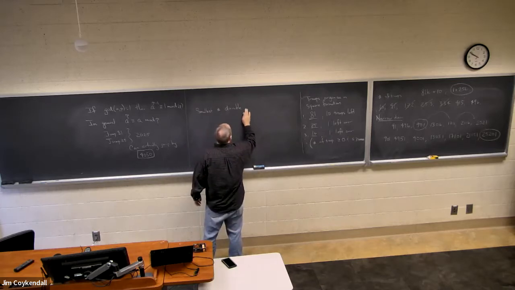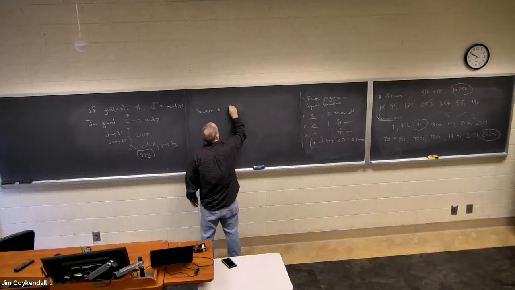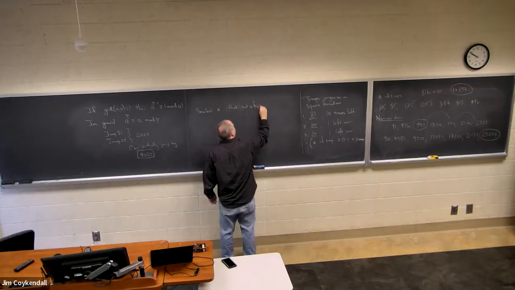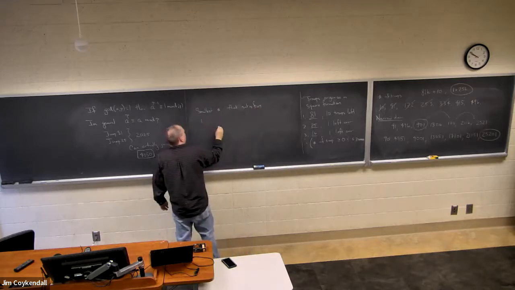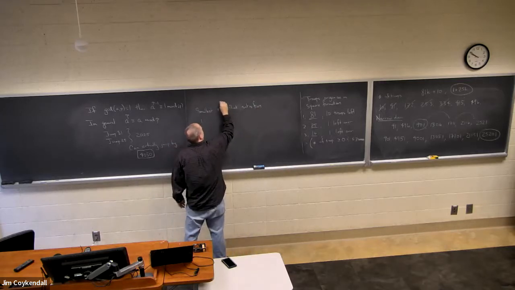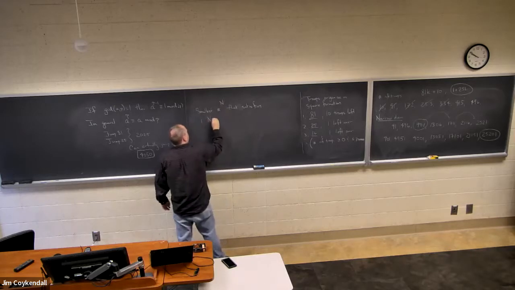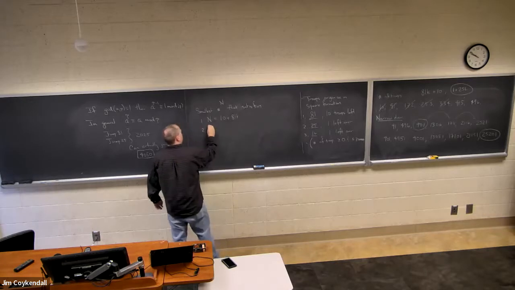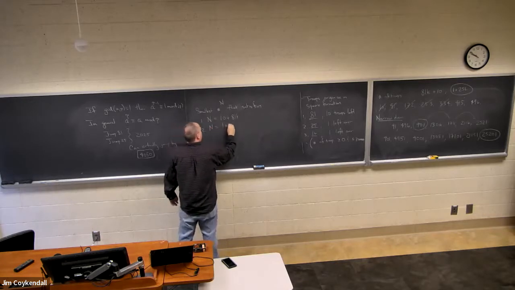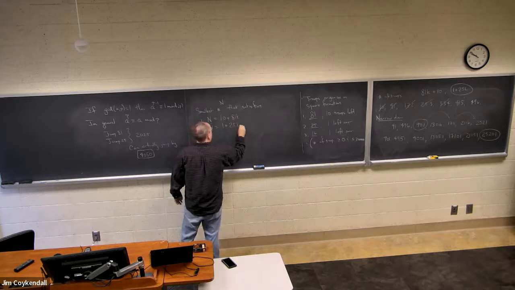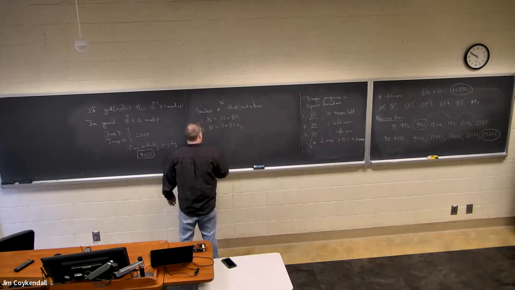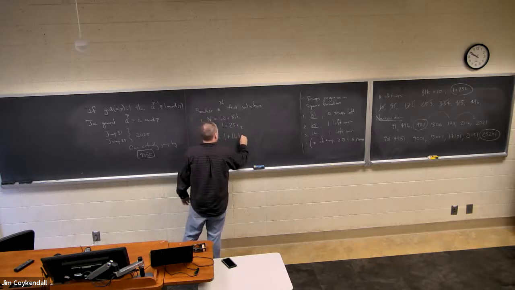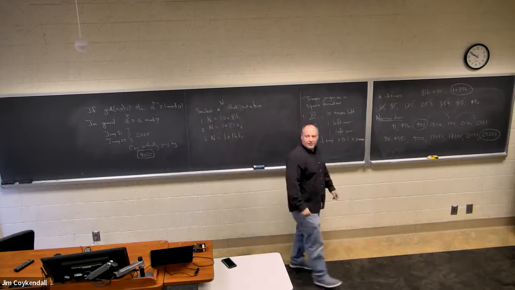well, the smallest number n that satisfies n is 1 plus 81k1, n is 1 plus 25k2, and n is 1 plus 16k3. Yes.